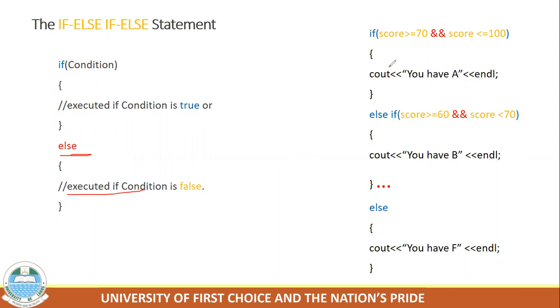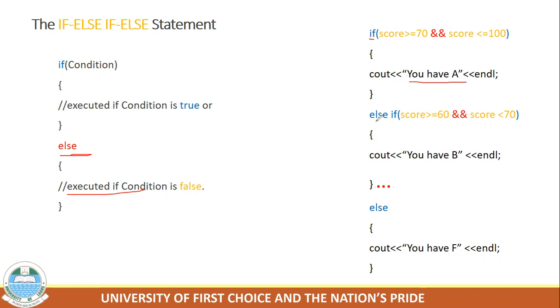Now, sometimes you can have multiple conditions that you want to test. So you use your else if condition. So you start with an if statement. So look at this. If our score is greater than or equal to 70 and our score is less than or equal to 100, display to the screen, you have A.